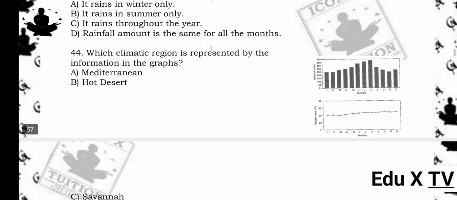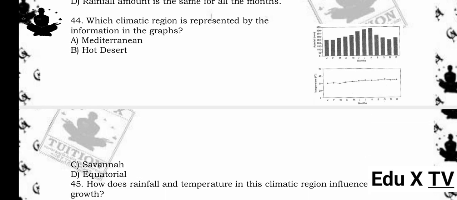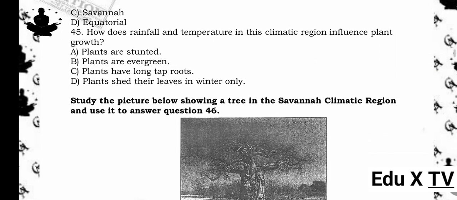44. Which climatic region is represented by the information in the graphs? A. Mediterranean. B. Hot desert. C. Savanna. D. Equatorial. The answer is C. Savanna. Reason being, the pattern of rainfall and temperature fits the savanna climate, which has wet and dry seasons with high temperatures. 45. How does rainfall and temperature in this climatic region influence plant growth?